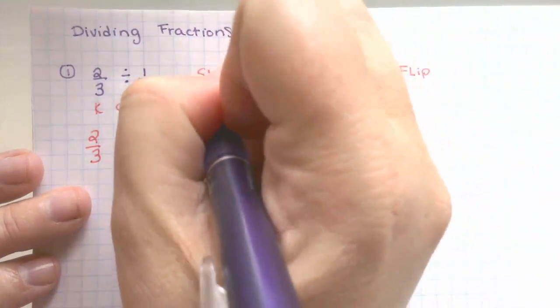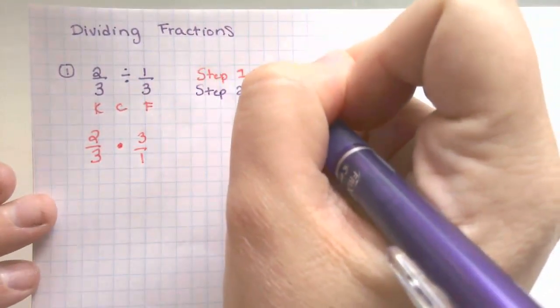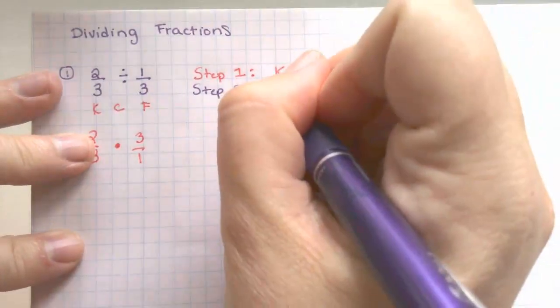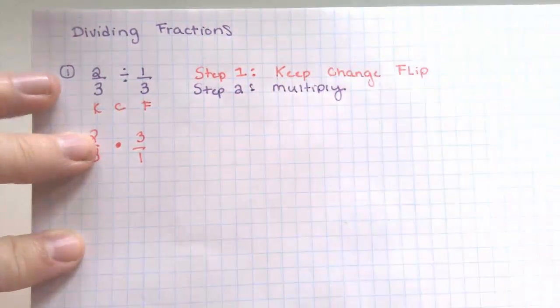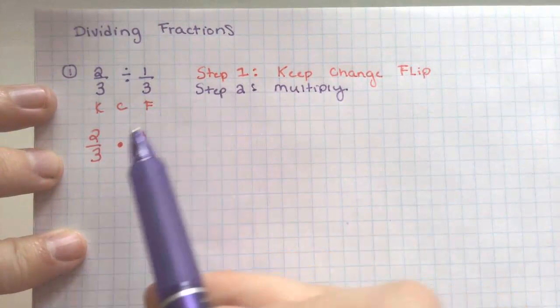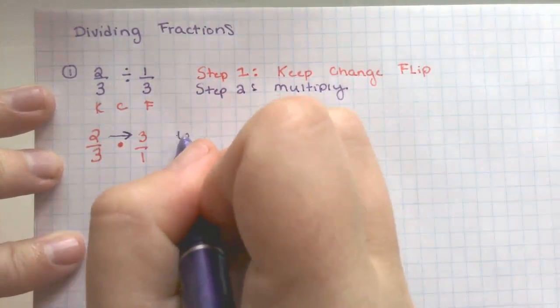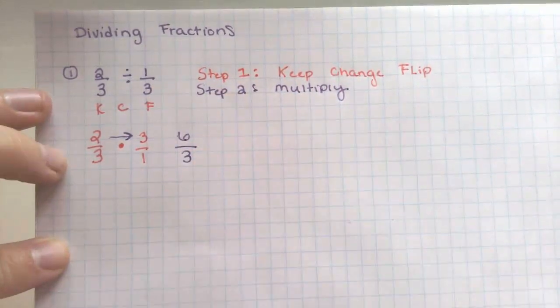Then we have step 2, which is we are going to just multiply right on across. All right, so that's step 2. So we're going to take this 2 times 3, which is 6, and then 3 times 1, which is 3.